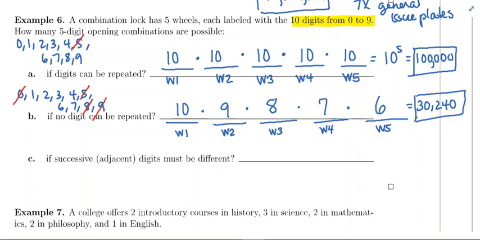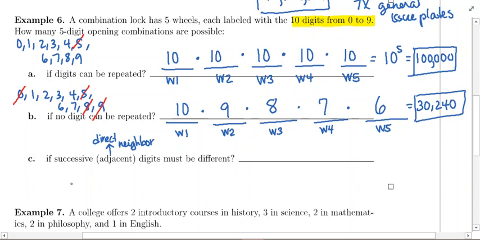All right, let's look at part C. Now the restriction is successive digits must be different. So adjacent, that word adjacent, is like your direct neighbor; that is how you want to think of that.